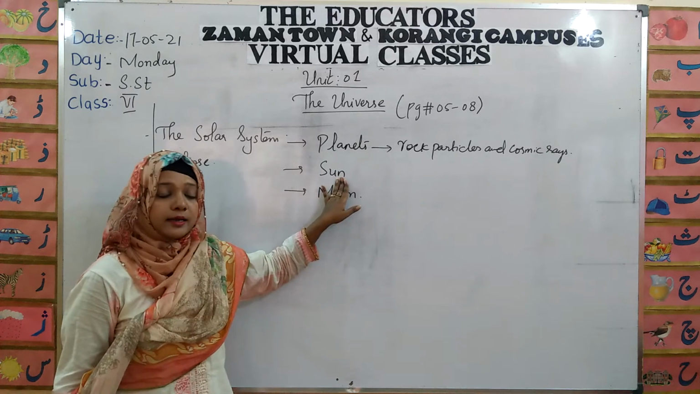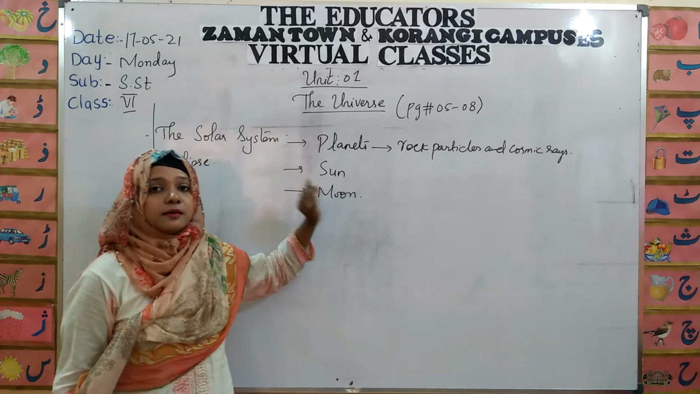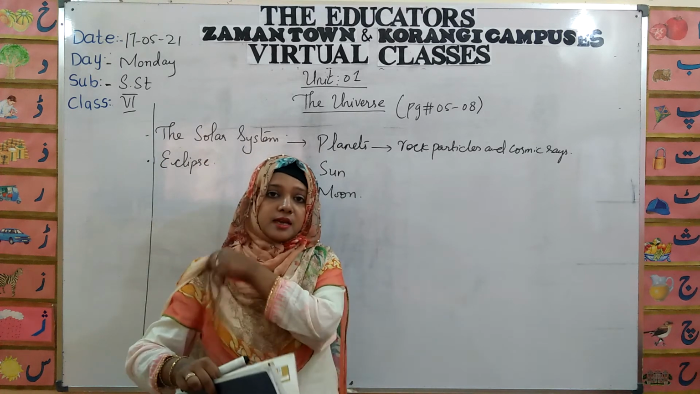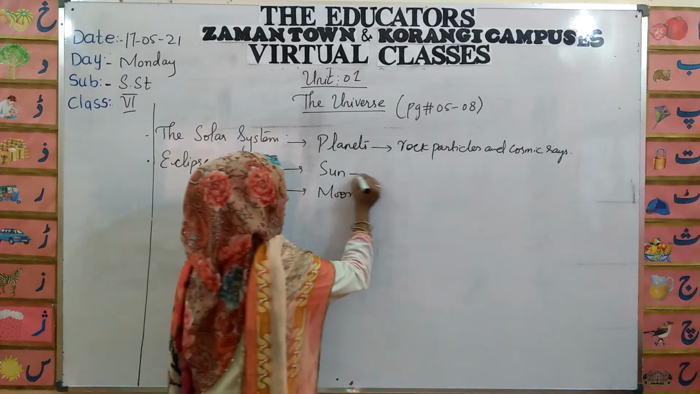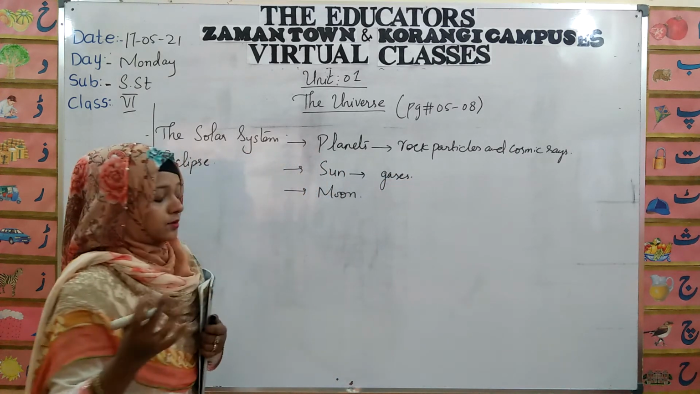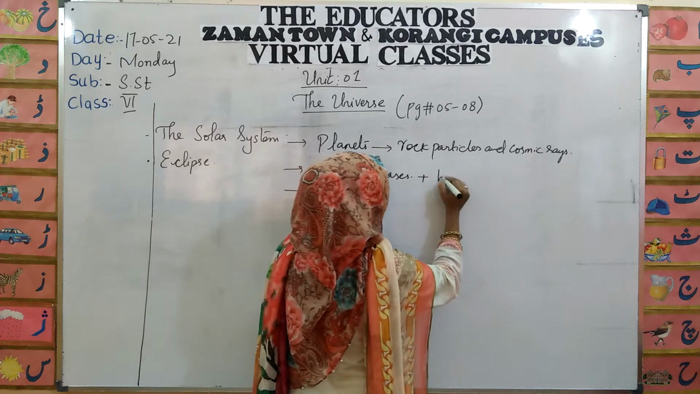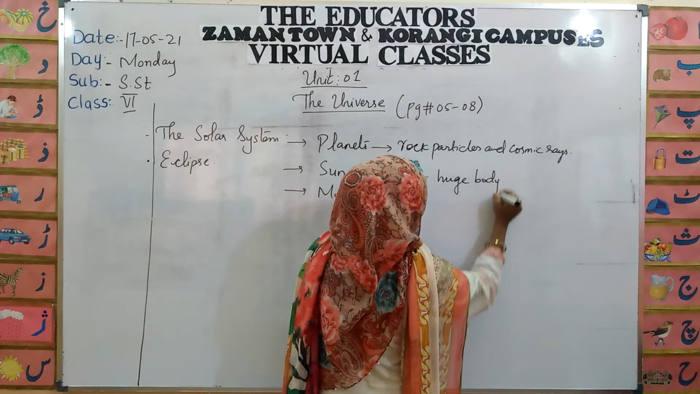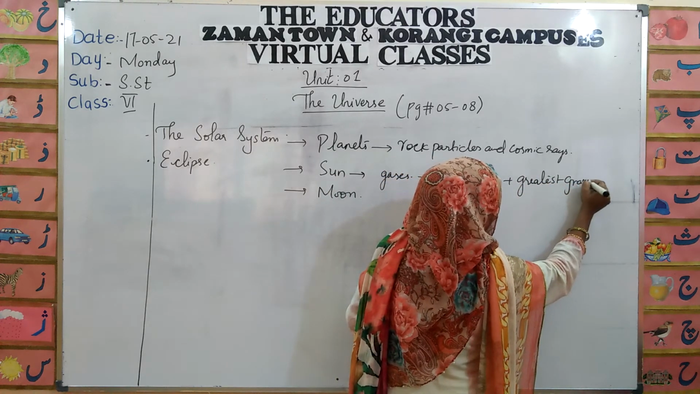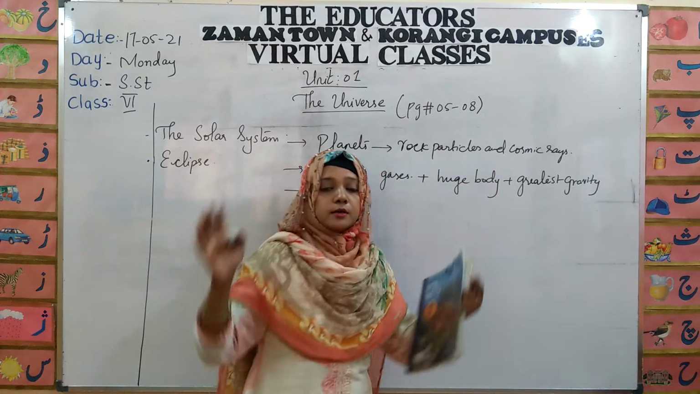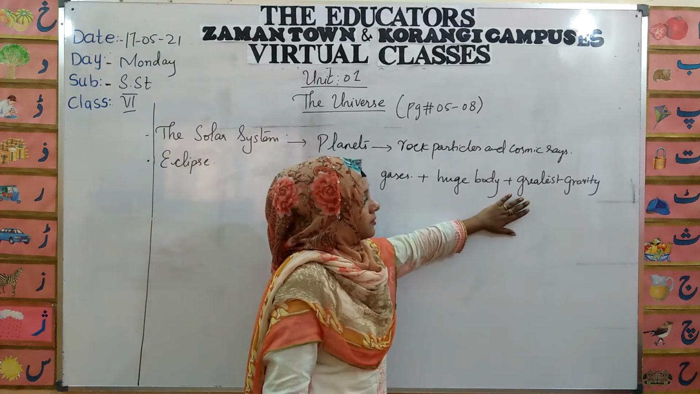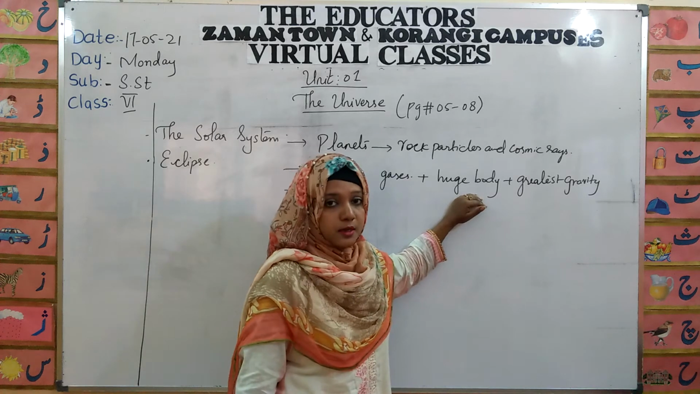Then the Sun. I explained earlier that the Sun is the greatest star of our galaxy. It means the process of formation of the Sun is the same. It is formed of gases, so we can say it is a ball of different sorts of gases, and it is a huge body having the greatest gravity. This is a huge body of our solar system, of our galaxy, and it has the greatest gravity just because of its huge mass.